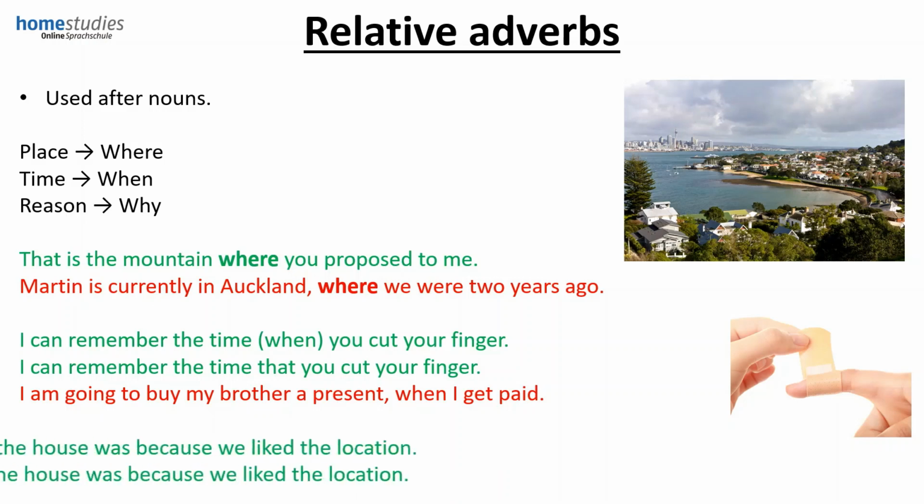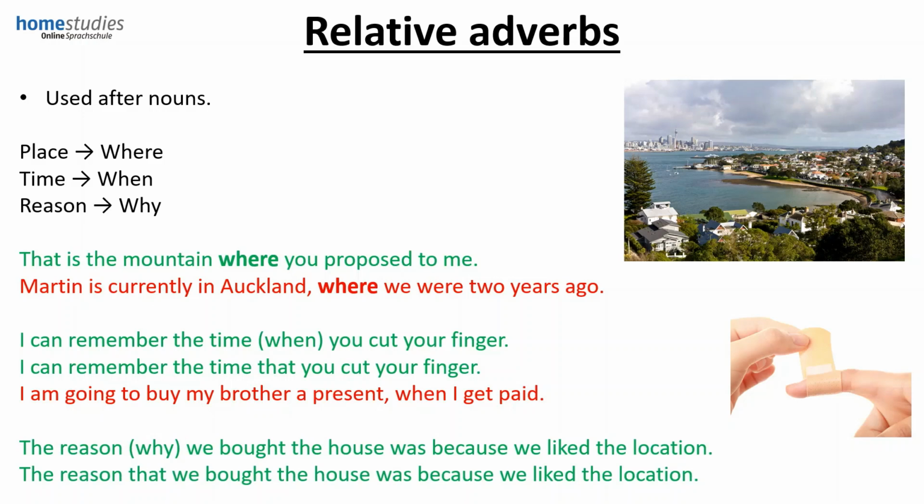Let's have a look at some more examples. The reason why we bought the house was because we liked the location. The reason that we bought the house was because we liked the location. So in this case, these are defining relative clauses. We can omit the why or replace it with that. It would still mean the same. The reason we bought the house was because we liked the location, or we can replace it with that. The reason that we bought the house was because we liked the location.